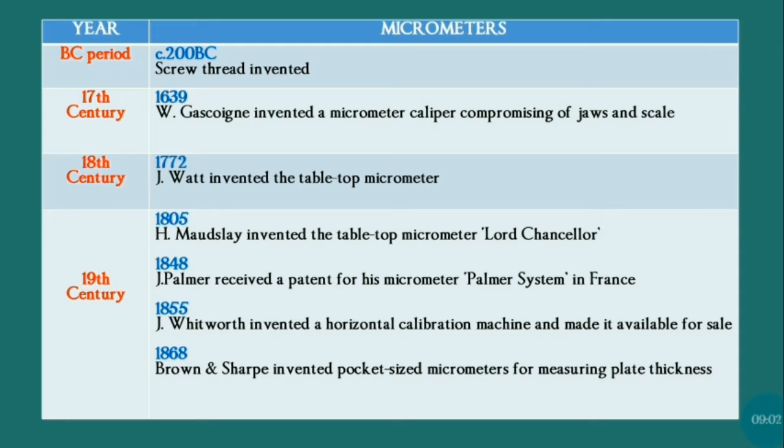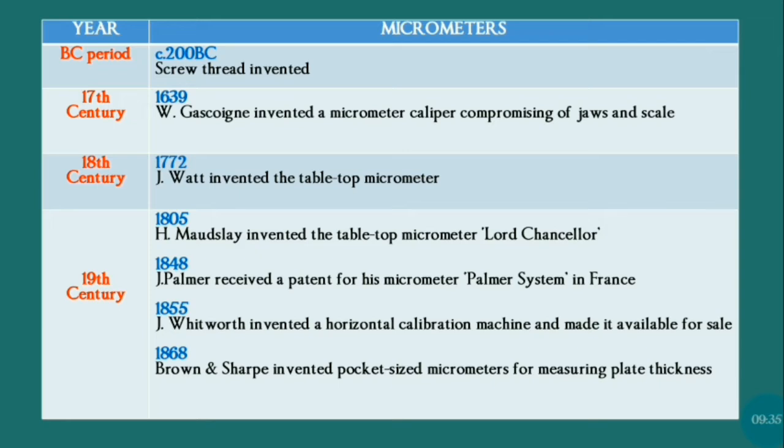Specifically in 1855, J. Whitworth invented a horizontal calibration machine and made it available for sale. It was Sir Joseph Whitworth who introduced one of the most remarkable instruments of that period, his millionth of an inch measuring machine, many of which were sold to the general public.